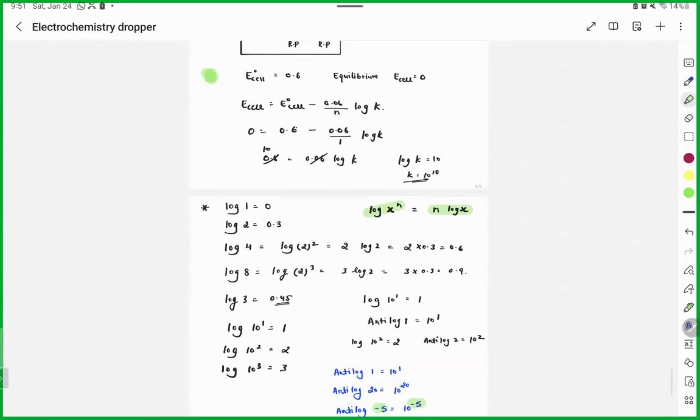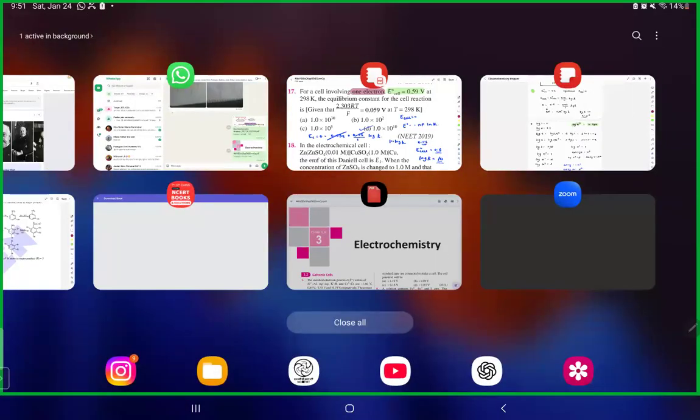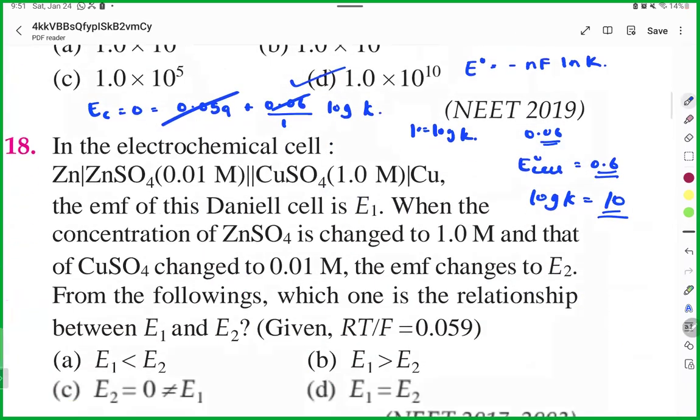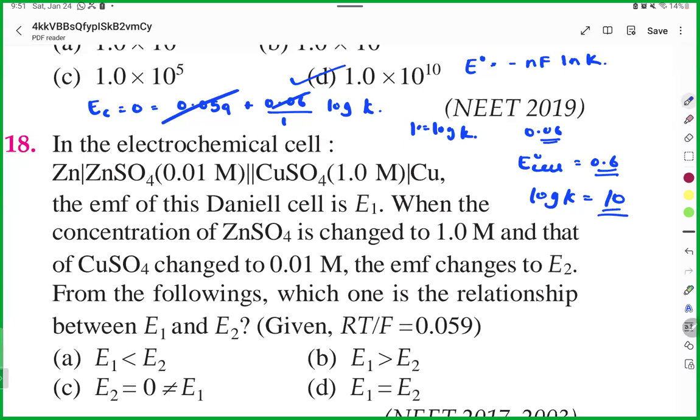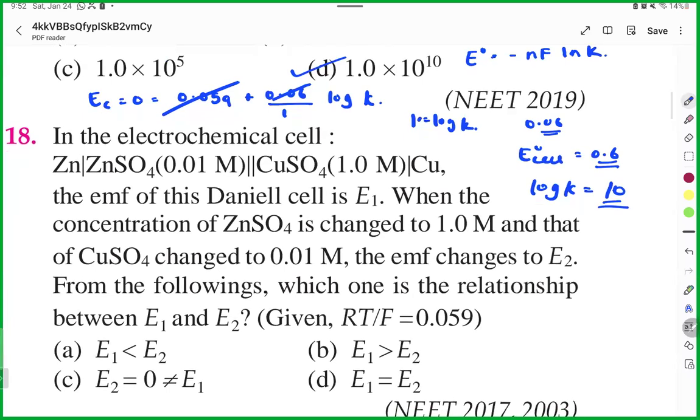Let's do one, two questions of the Nernst equation, and then we'll end this session. Who answered the last question? Chandana, 18th. Zinc, zinc sulfate concentration is 0.01, copper sulfate concentration is 1. Concentration is important. What is the formula in this case, Chandana?